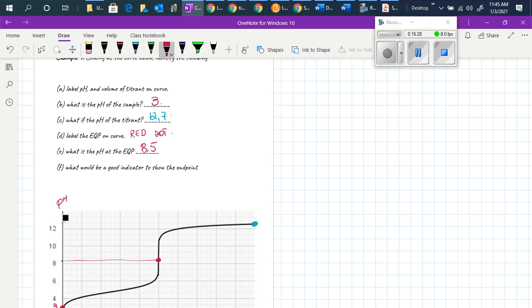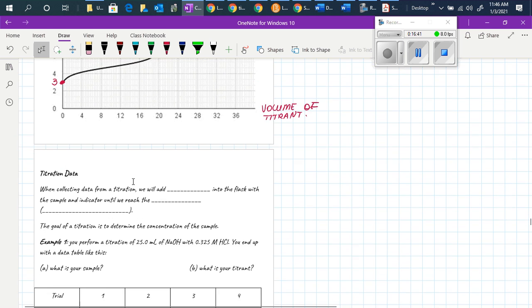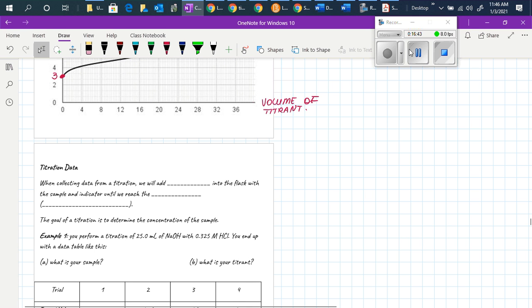What will be a good indicator to show the end point? Phenolphthalein will be a good one. And we choose this based on the information that we have for the indicators in the data booklet. Okay. So, titration data collection.